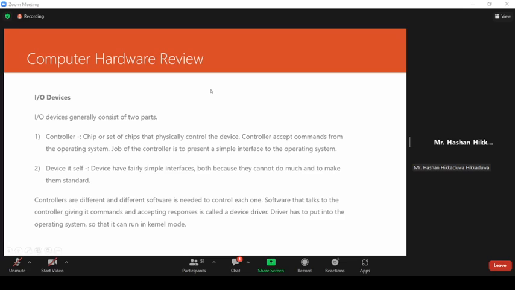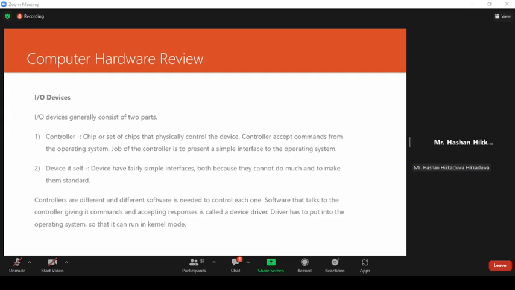Then I/O devices. Input-output devices generally consist of two parts. One is the controller, the other one is the device itself. The controller is a chip or set of chips that physically controls the device. The controller accepts commands from the operating system. The job of the controller is to present a simple interface to the operating system. The devices have fairly simple interfaces. They cannot do much.